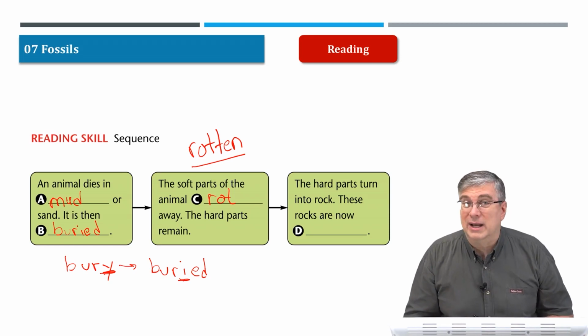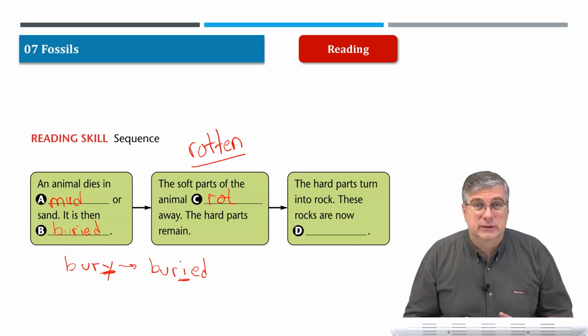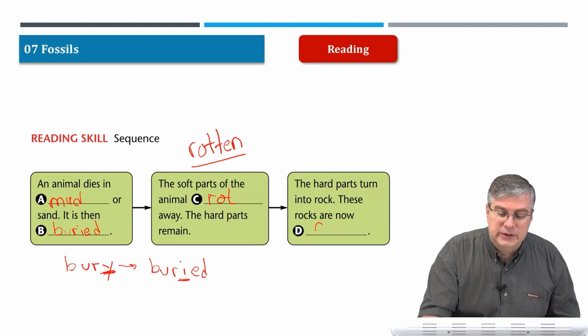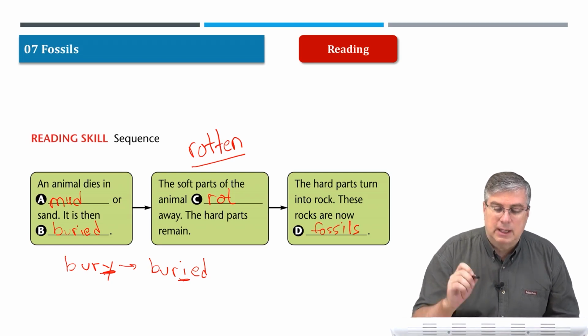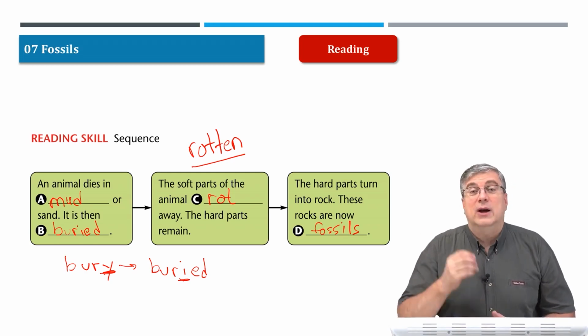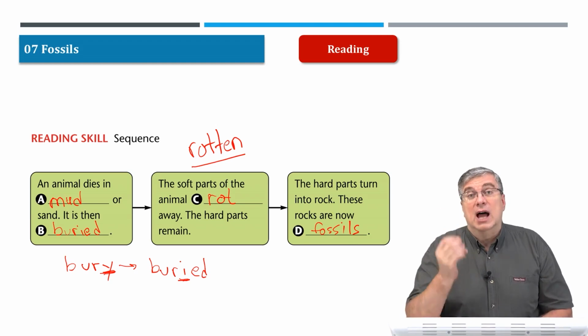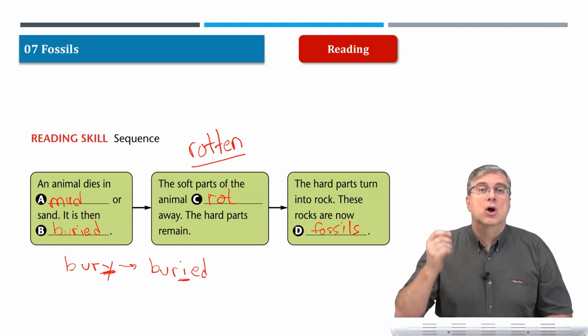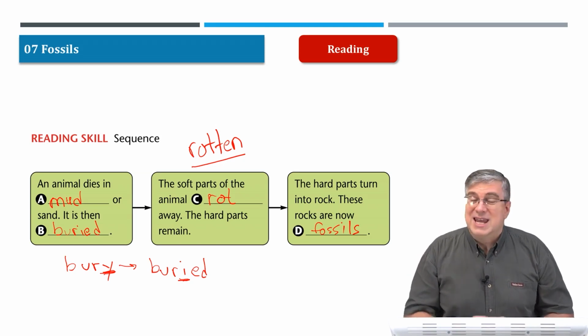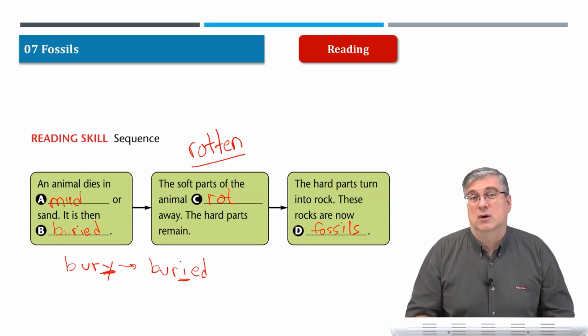These rocks are now what? What is this whole unit about, right? This whole unit is about fossils, right? These rocks are now fossils. Okay? Because they turn into fossils. And fossils are cool. Like I said, they are evidence of life from a long, long time ago. Millions of years ago sometimes. Even billions of years ago are possible.